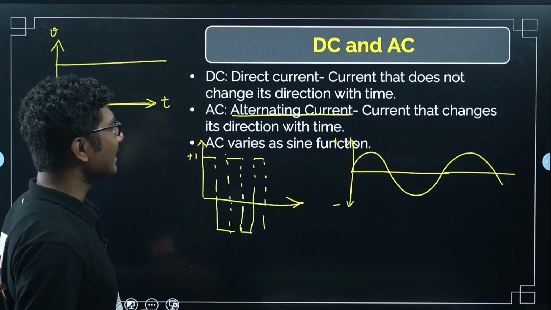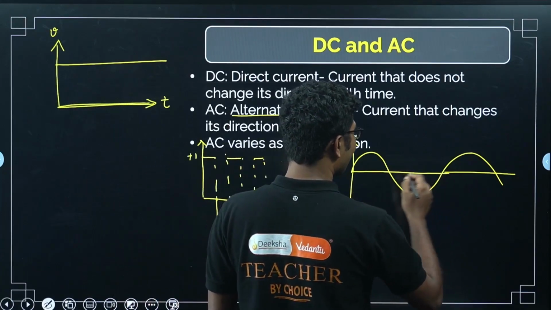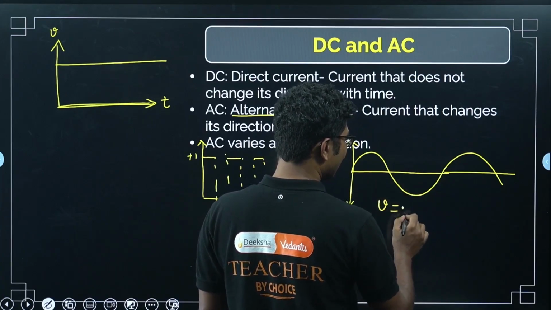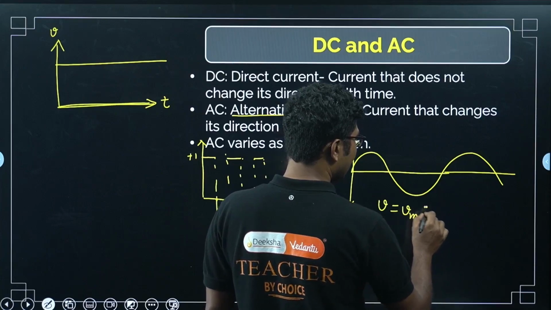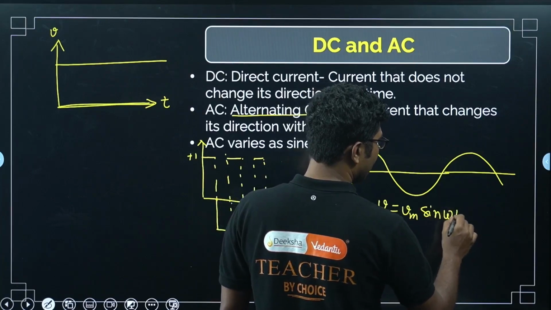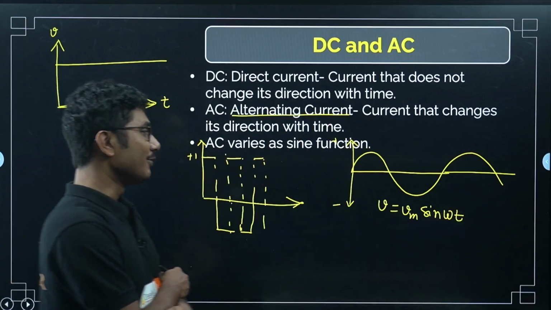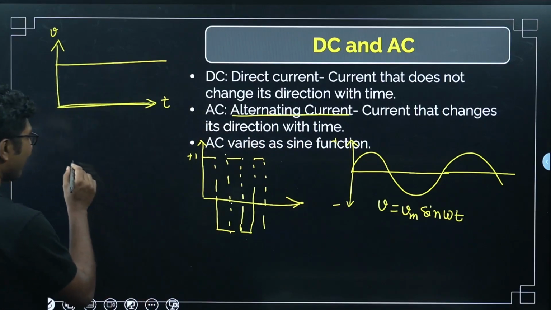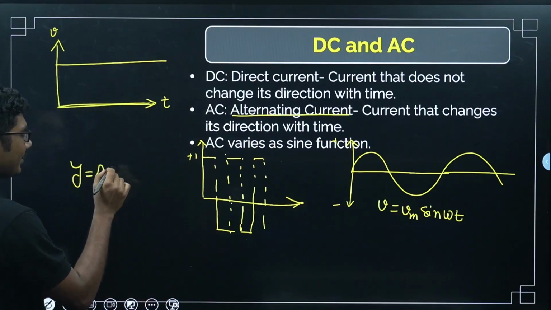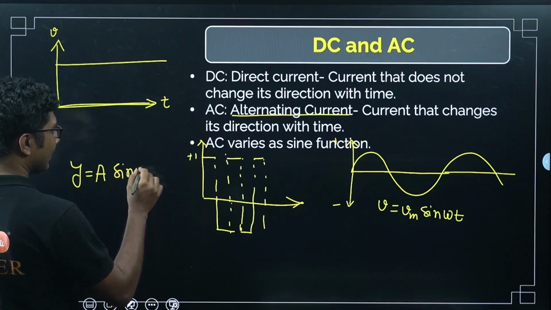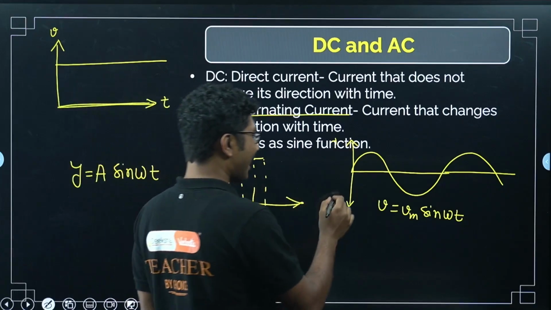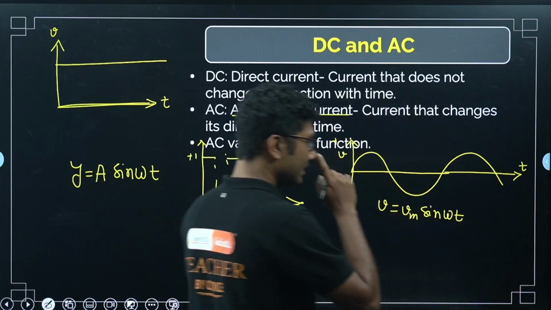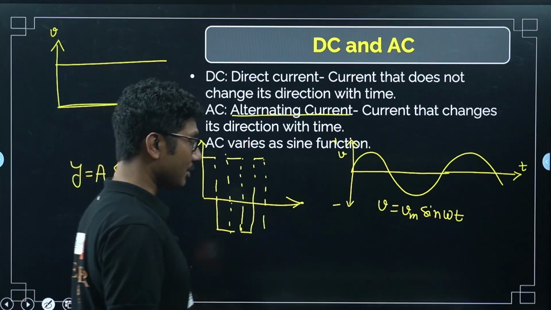Now AC varies as a sine function. So this is a sine function, and generally AC voltage is represented by V equals Vm sine omega t. This is like your simple harmonic motion. If you remember simple harmonic motion, we used to say y is equal to amplitude sine omega t. Here it is the same, y is varying, so here v, this axis is the v axis, this is the time axis. So this is very similar to simple harmonic motion.